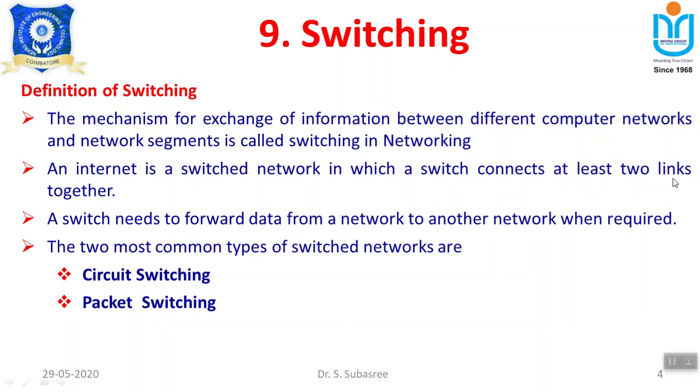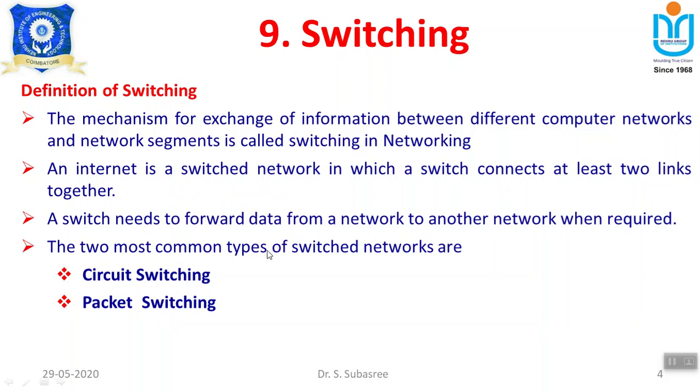What is the meaning of link? We have already discussed. Link is nothing but a path between two hosts. Two hosts is nothing but two end systems. So for establishing a communication between the two hosts, we are going to use switches. And why is it called a switched network? Here there are a number of networks available in the internet, and these networks which are present in the internet are connected through switches. So that is the reason why the internet is called a switched network.